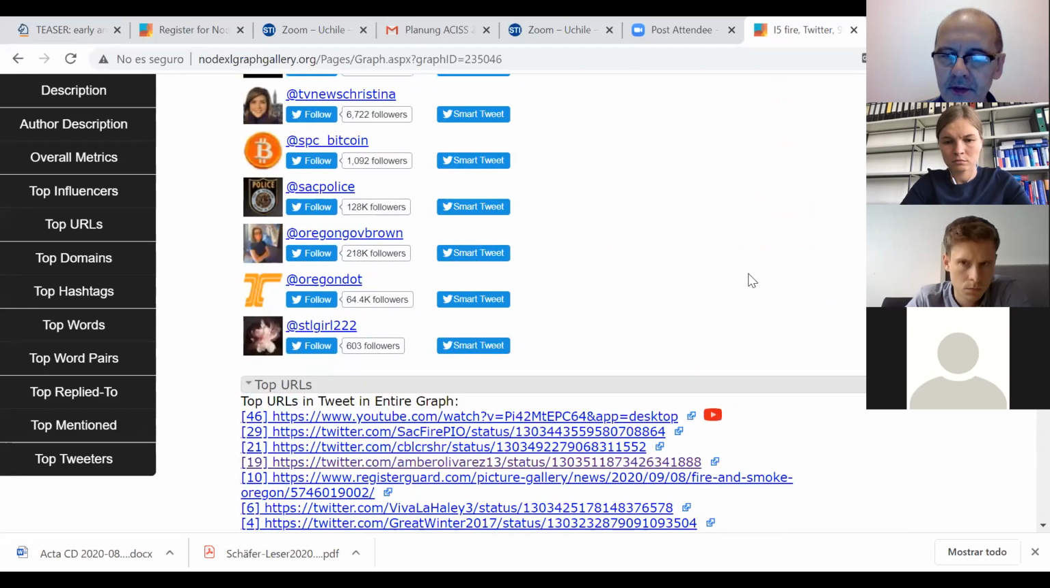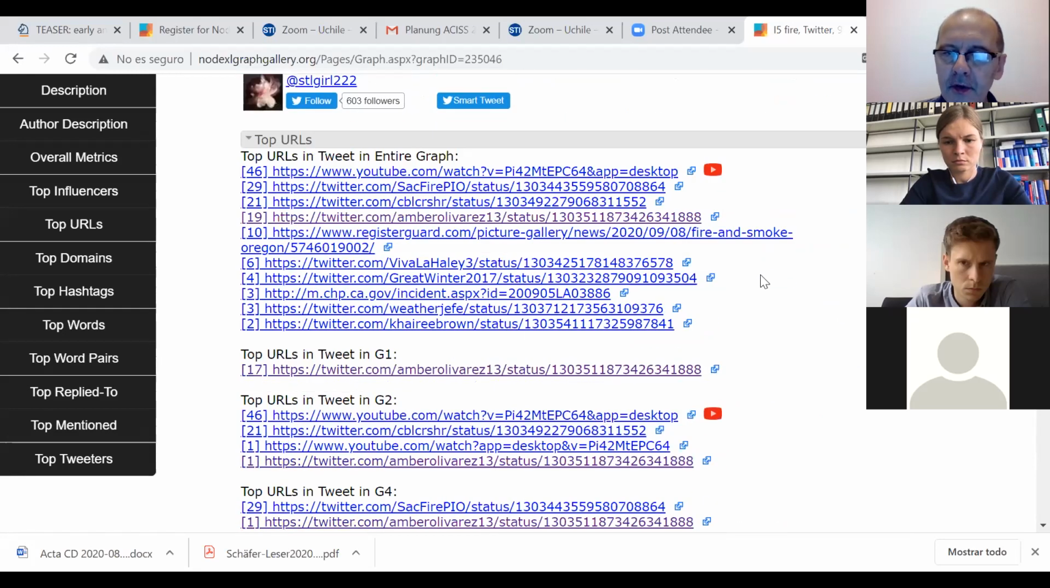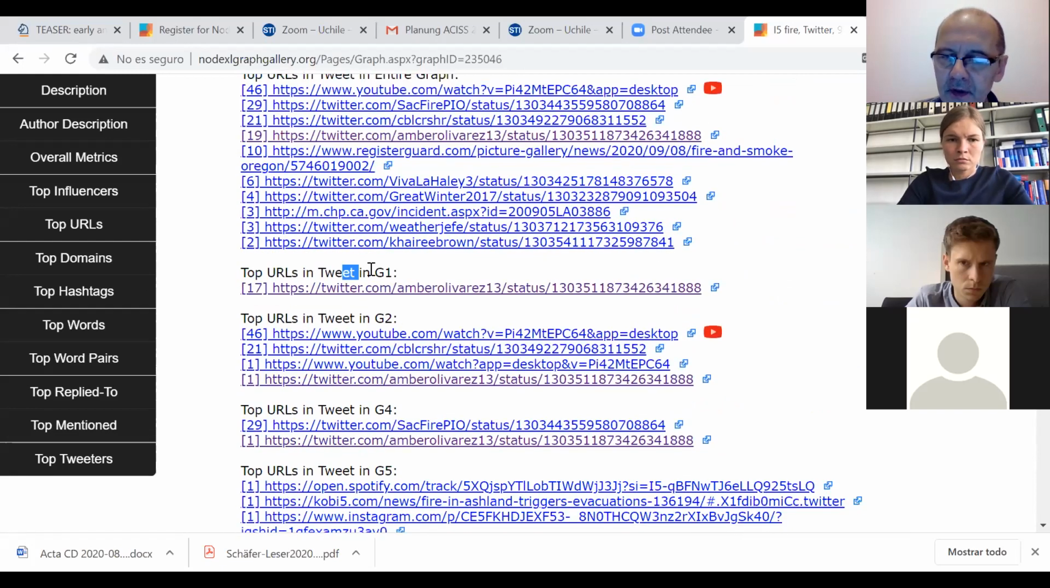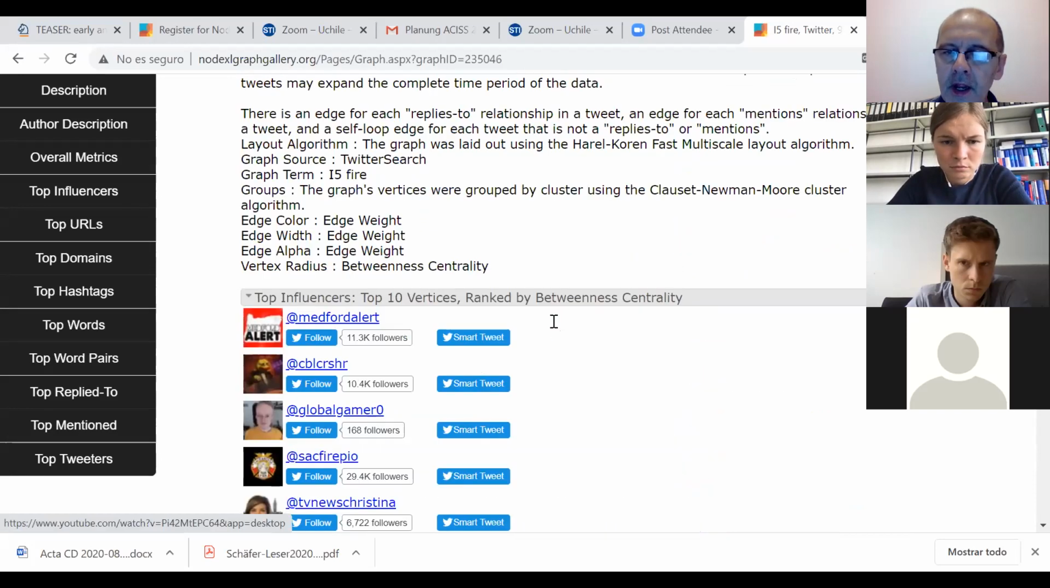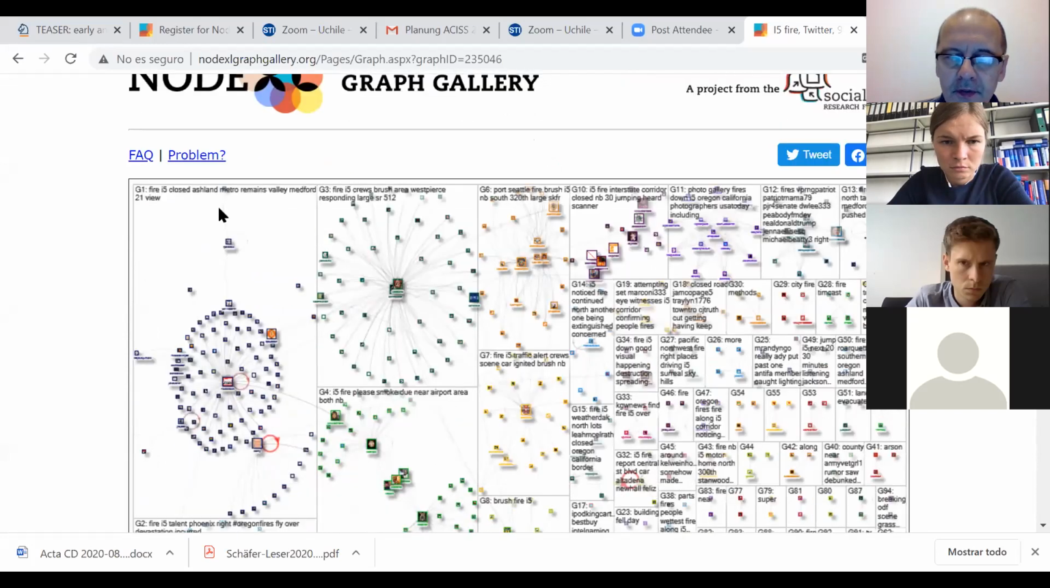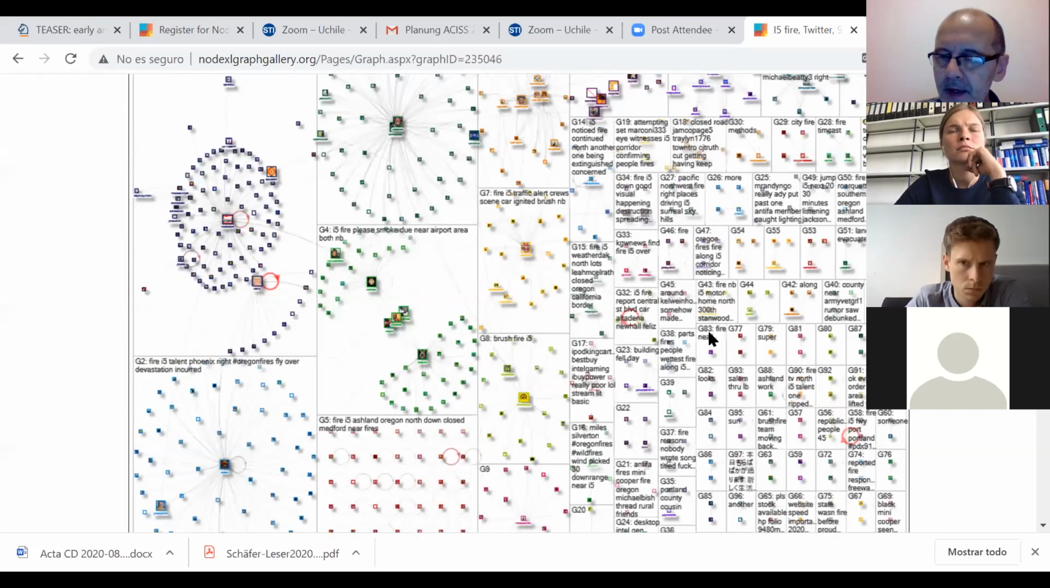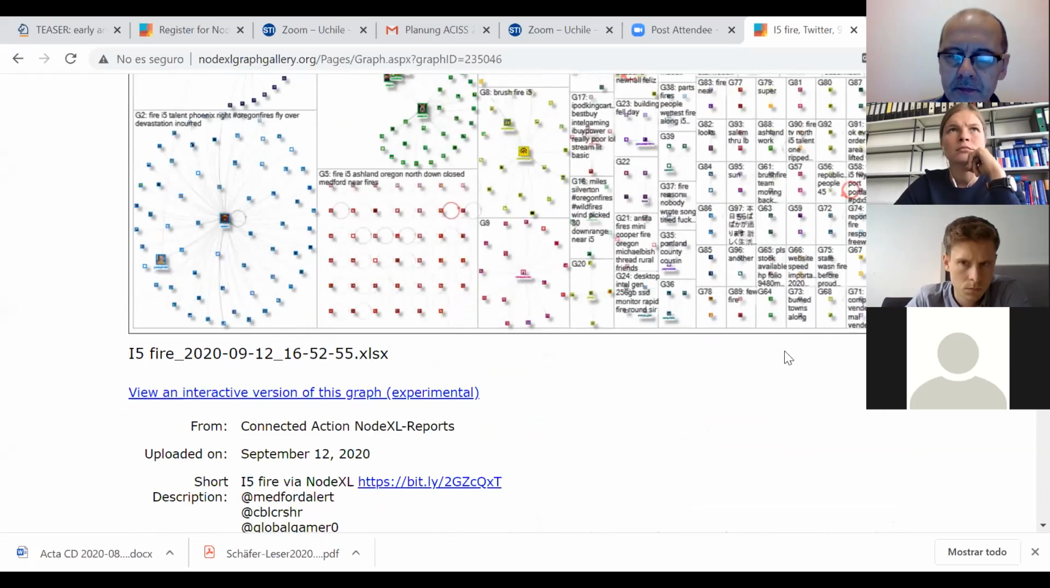And then there is an analysis, first of the entire graph. Those are the top URLs in the entire graph. And then they analyze communities. G1 is the largest community, G2, G4, and so on. Those are communities, as you can see here, G1, fire, I-5 closed, and so on. That's one community, and we have plenty of other communities.